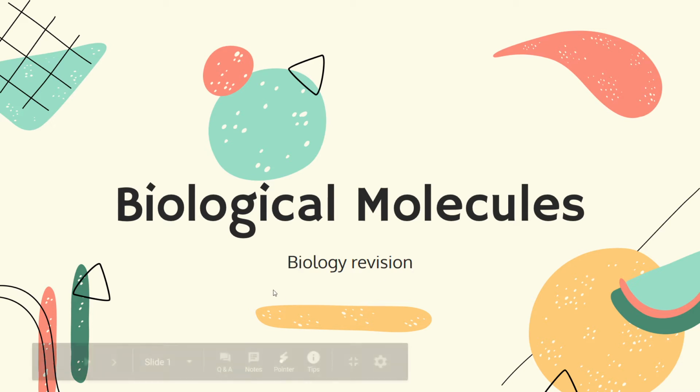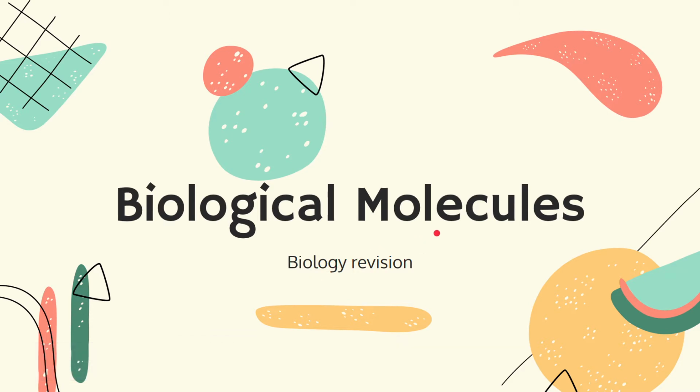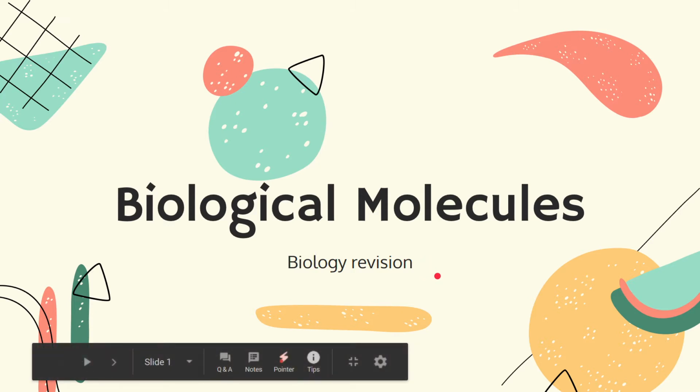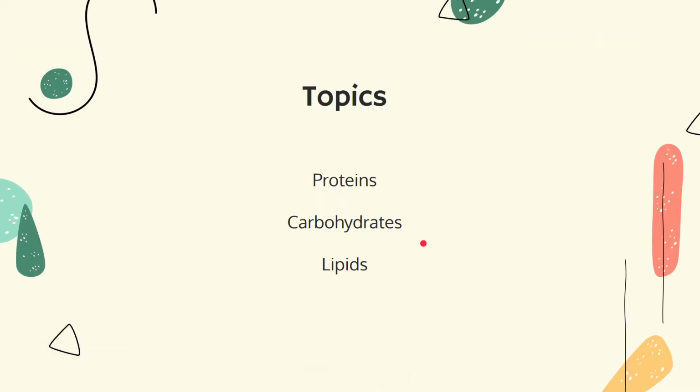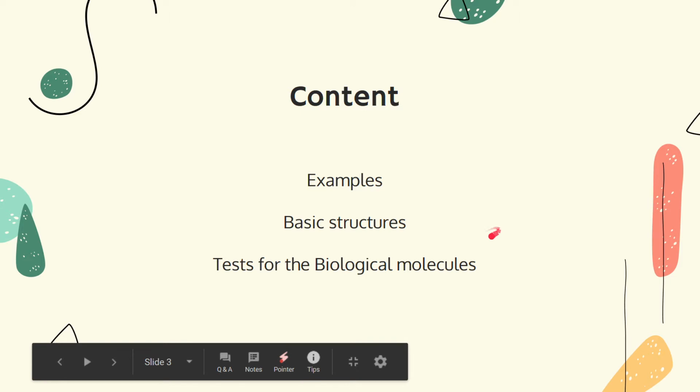Alright, so this is going to be a quick revision on biological molecules taken from the lessons, but it's just going to be quick. The take-home message is going to be know which biological molecule has what kind of basic function and the type of test that you will do for that biological molecule. The molecules that we're going to talk about are proteins, carbohydrates, and lipids. And then we're just going to look into the examples, the basic structures, and tests for that specific biological molecule.